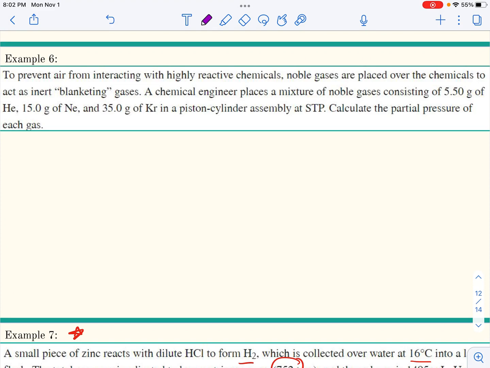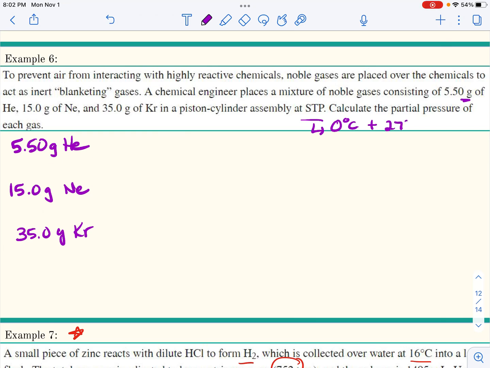So we're going to use our mixture of gases. Be really careful. We need mole fraction, not gram fraction. So we're going to have to convert these. So this will be 5.50 grams of helium and 15.0 grams of neon and 35.0 grams of krypton. And he put them in a container at STP. So remember that this would be standard temperature and pressure, so 0 Celsius and 273 Kelvin.